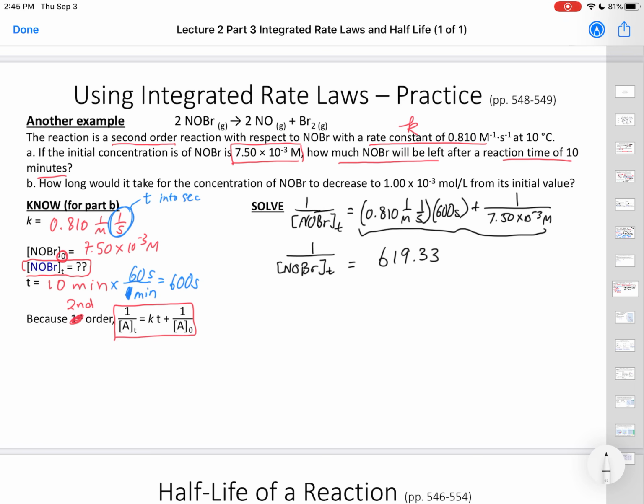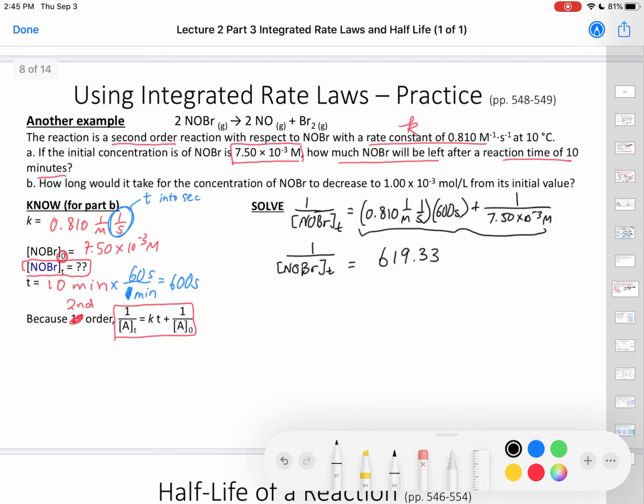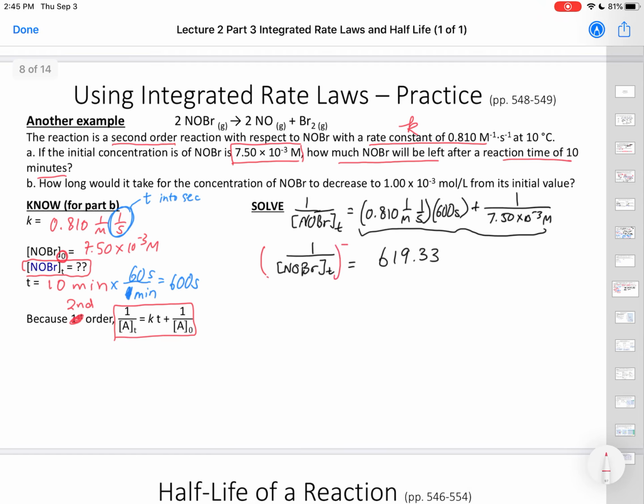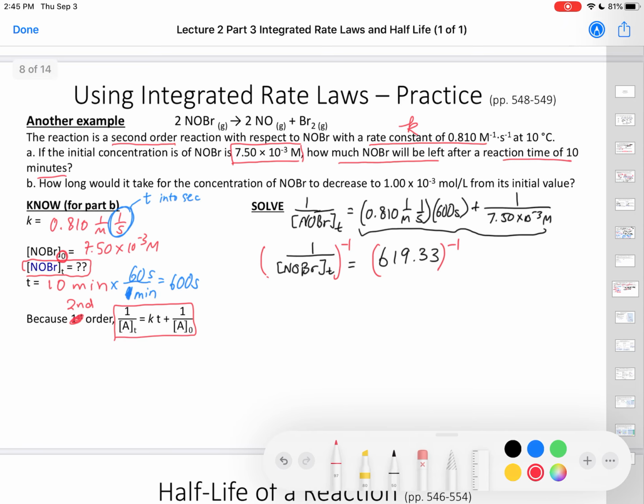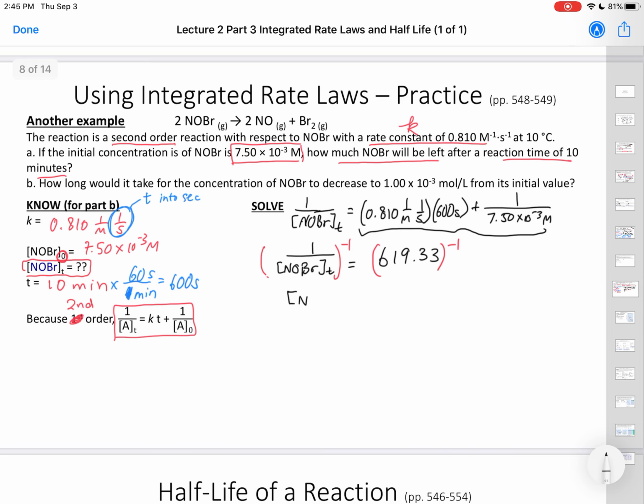So I have 1 over the concentration of NOBr at time t, but I don't want that. I want just concentration at time t. So how do I get rid of the 1 over, or how do I bring it to the numerator? I really need to do the reciprocal. So I need to take this and do the reciprocal, and take this and do the reciprocal. When I do that, I end up on this side with concentration of NOBr at time t equals 1.61 times 10 to the minus 3 M.